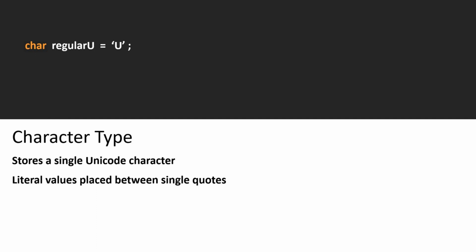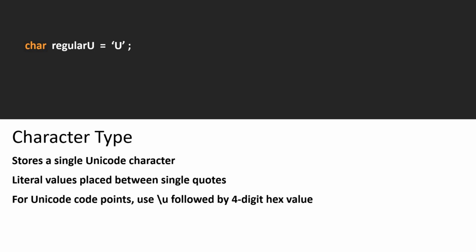Now note that this type stores Unicode characters. So it stores the full range of Unicode characters, which means it can store values that aren't necessarily on your keyboard. So because of that, we can actually use what are called Unicode code points to specify a value. And that simply means we can use the numeric representation of a Unicode character. We do that by using the \u followed by the 4-digit hex code.